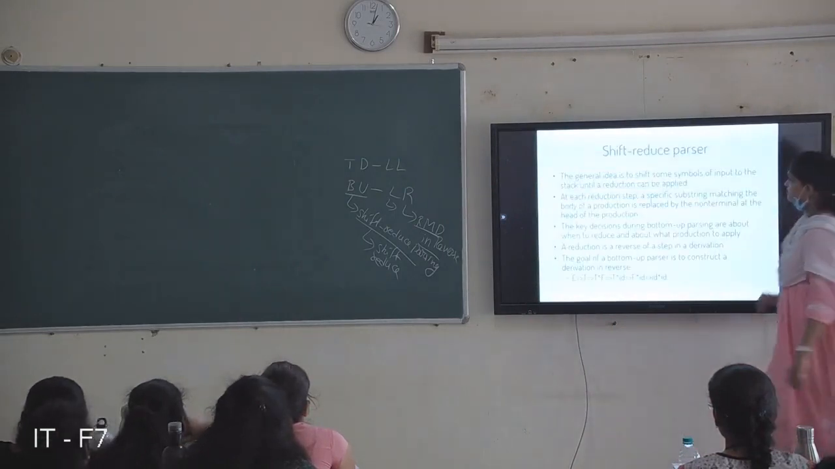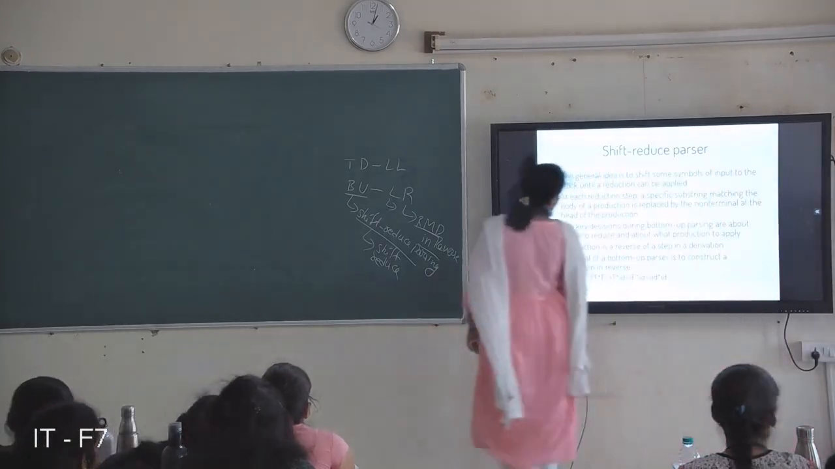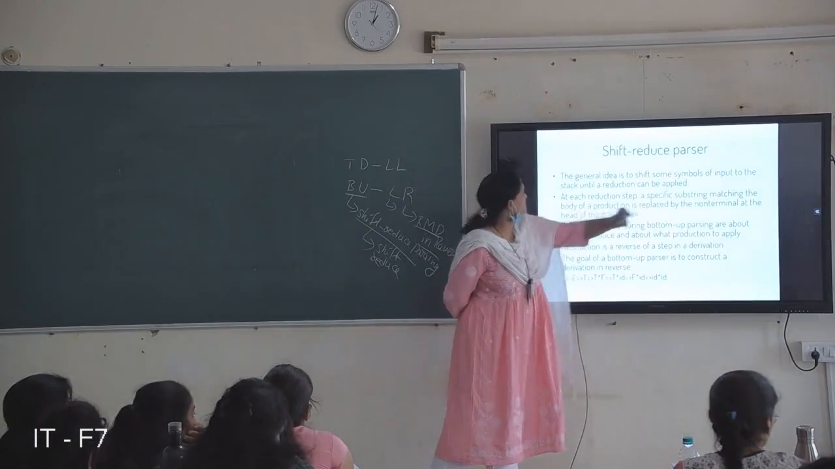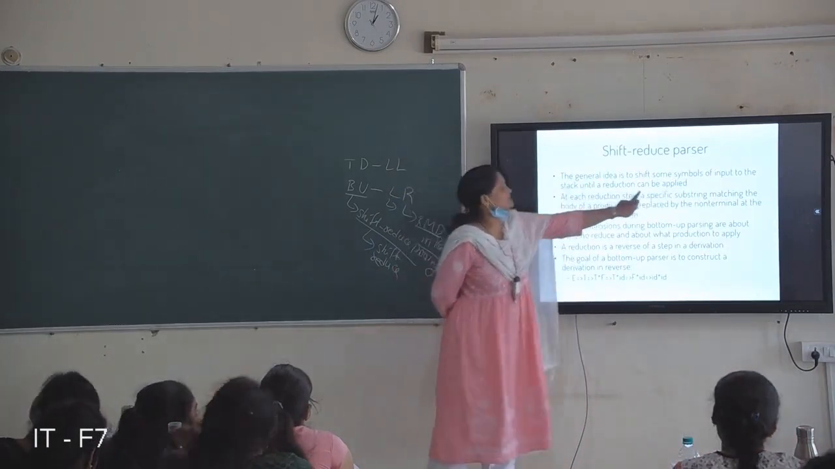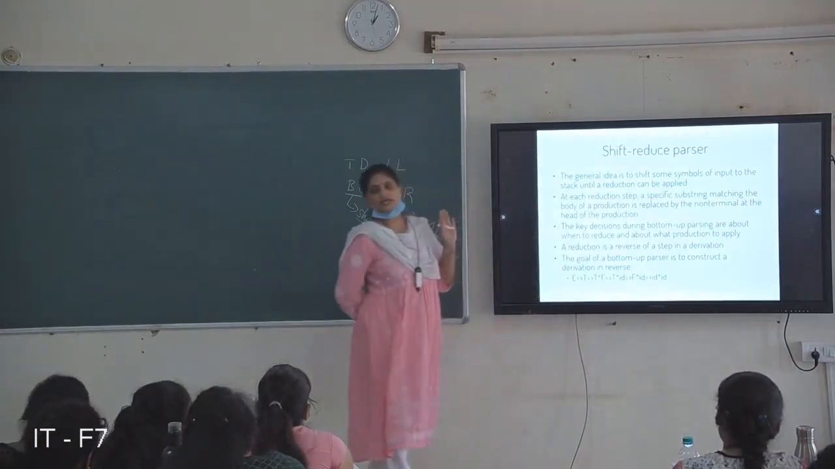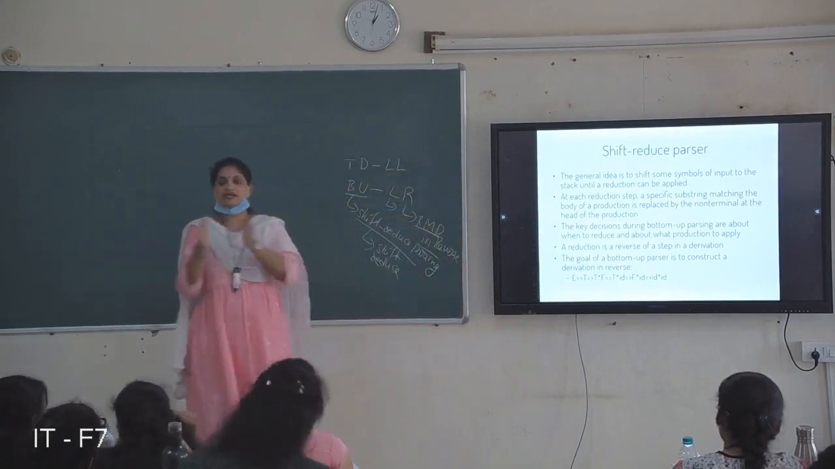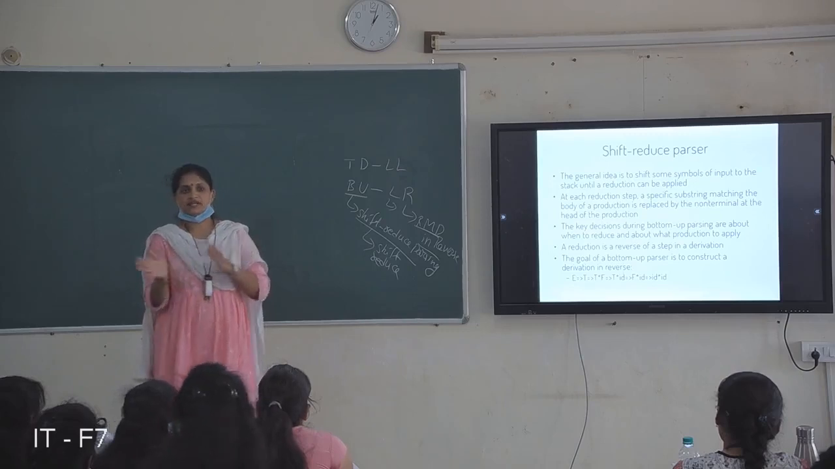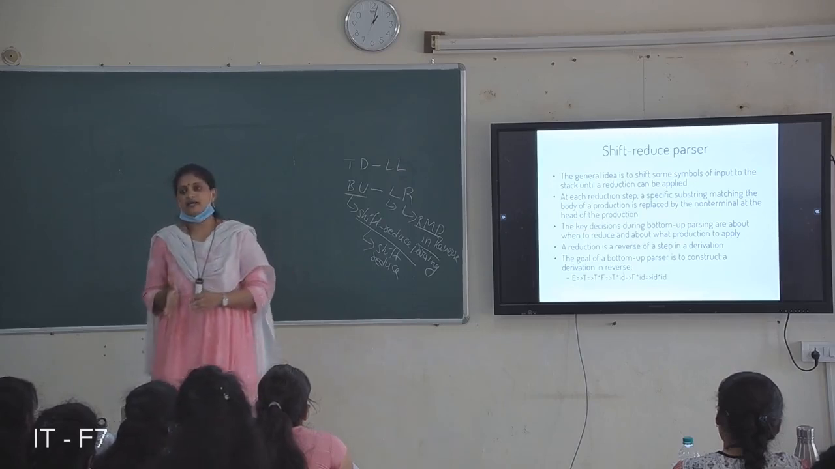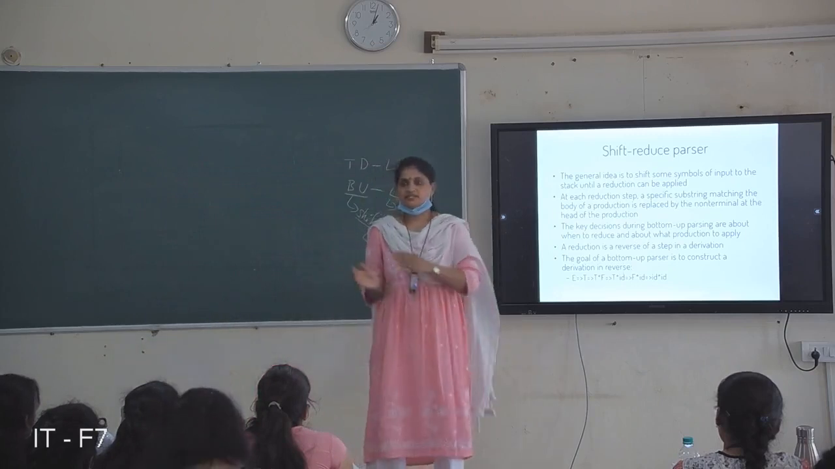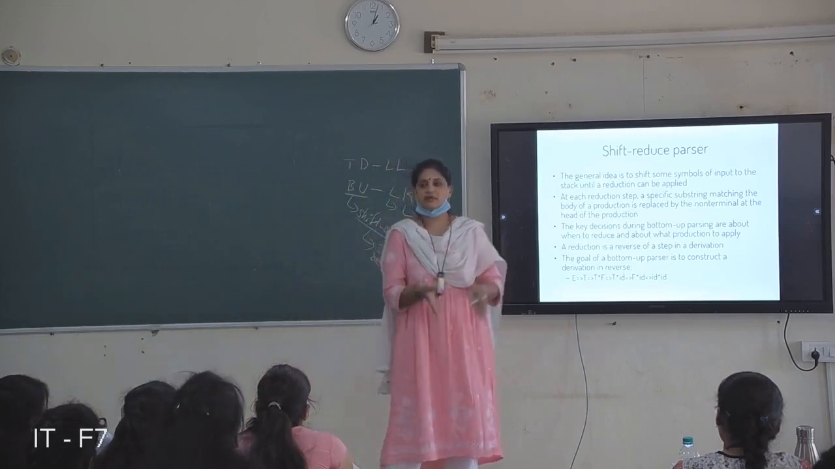I will explain that. Shift-reduce parsing: the general idea is to shift some symbols of input onto the stack until a reduction can be applied. To parse a given input string, you use the input string and a stack. Every time you shift the input symbols into the stack. That is nothing but the shift operation.